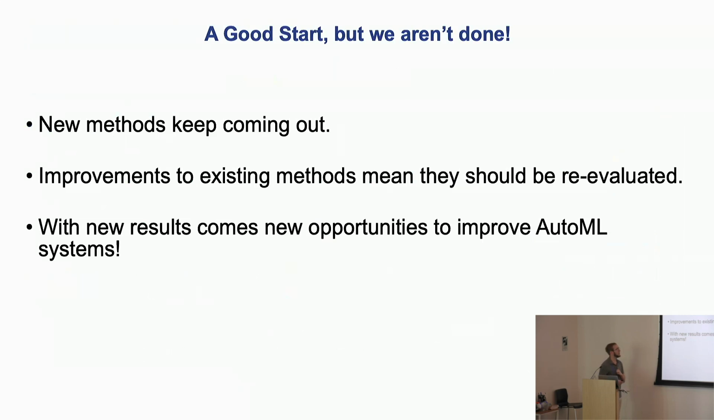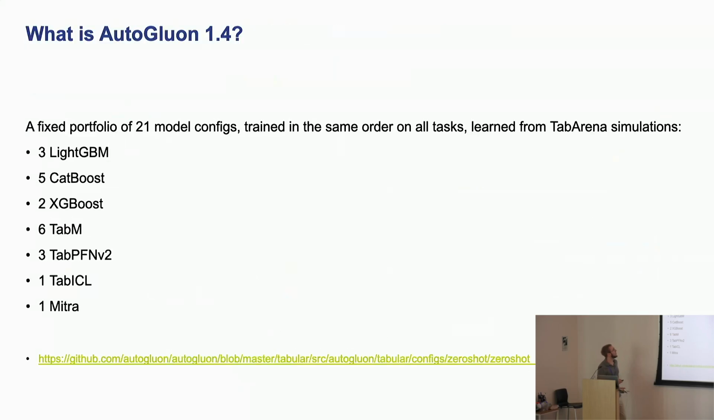This is a living benchmark. New methods keep coming out. Improvements to existing methods mean they should be reevaluated. And with new results come new opportunities to improve AutoML systems.